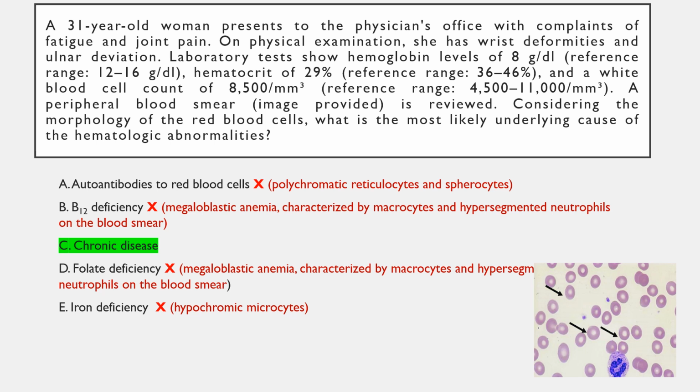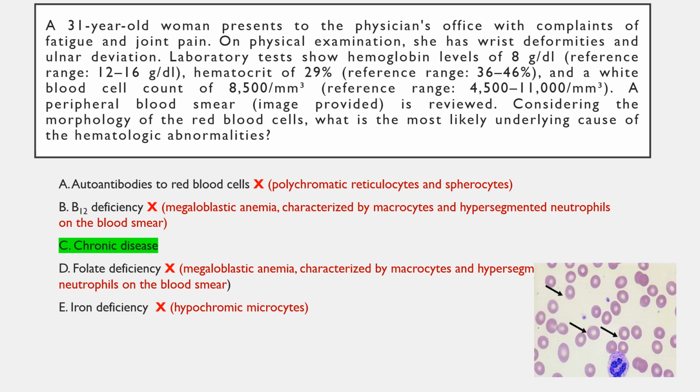Option B is incorrect, as in vitamin B12 deficiency there will be a megaloblastic anemia which would have produced macrocytes and hypersegmented polymorphonuclear cells. This goes the same with option D, as in folate deficiency also the anemia is megaloblastic and there is production of macrocytes with hypersegmented polymorphonuclear cells seen on the peripheral blood smear.